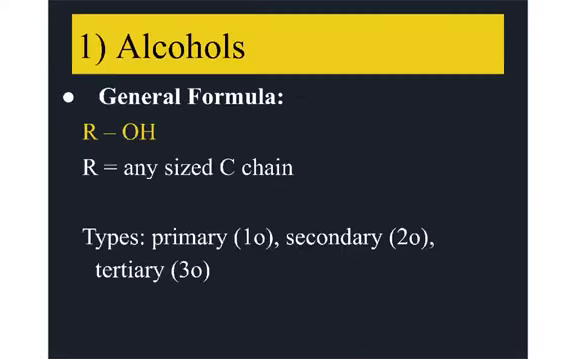Our first functional group is called the alcohols, and the alcohols are an OH functional group. The R here, as you can see, just means a carbon chain of any size. So we have 3 different types of alcohols: primary, secondary, and tertiary alcohols. Usually these little zeros are superscripted, so it looks like this. And I'm going to show you some examples so we can get an idea of what these look like.